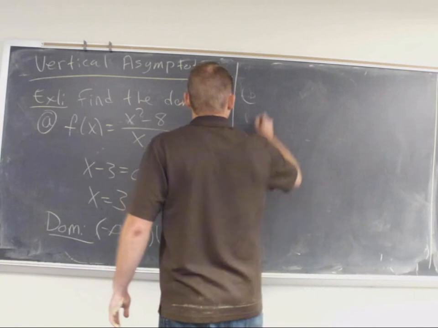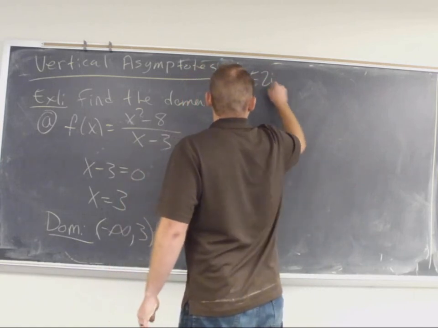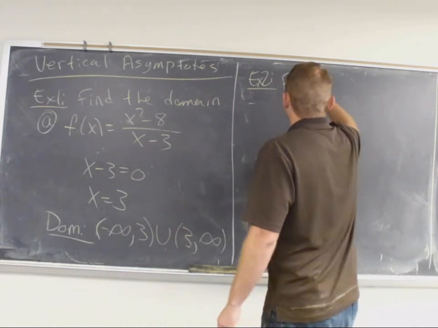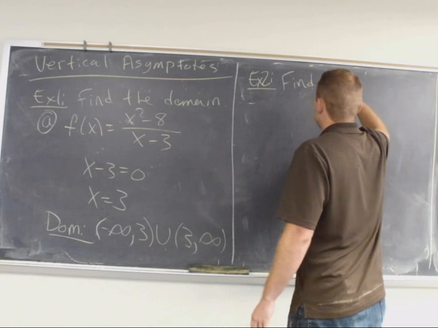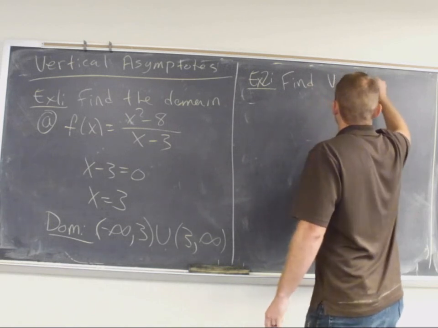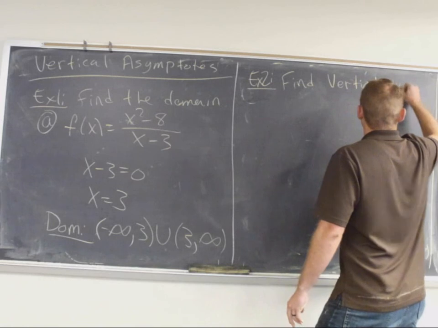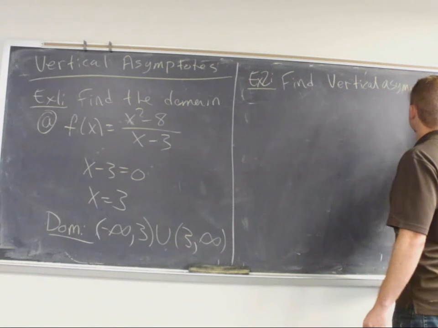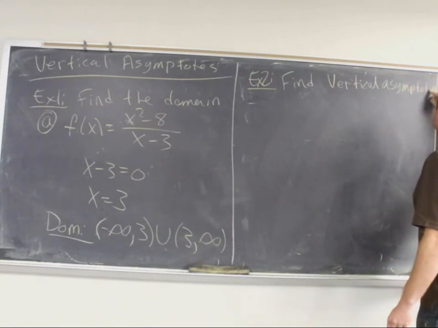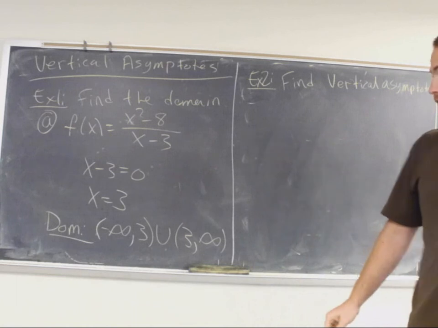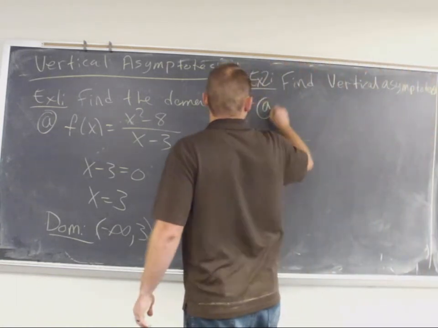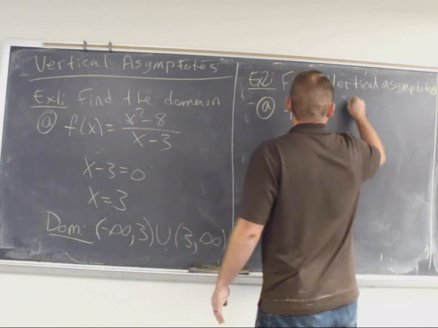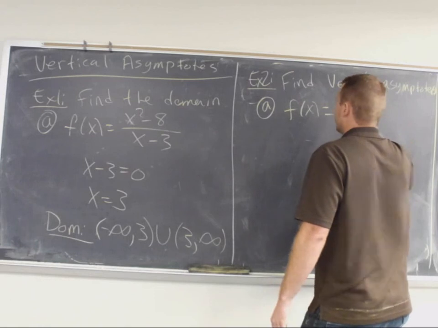All right? So example 2, we'll call it. And this is the easiest way to show you how to do the vertical asymptote. Find the vertical asymptotes. And there can be one or more. And here's part A. We'll say we have the same function, f over here. F of x is equal to x squared minus 8 all over x minus 3.